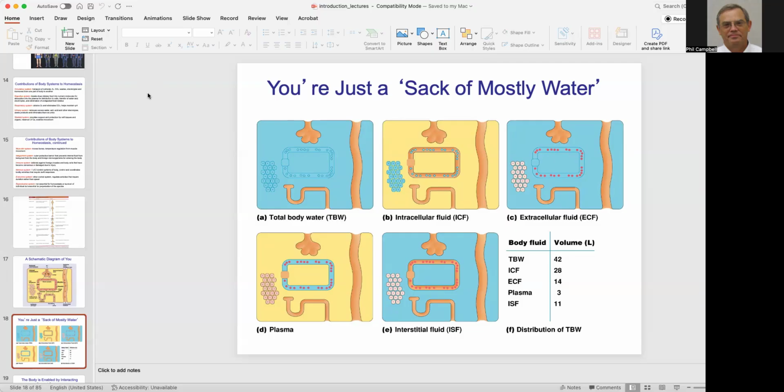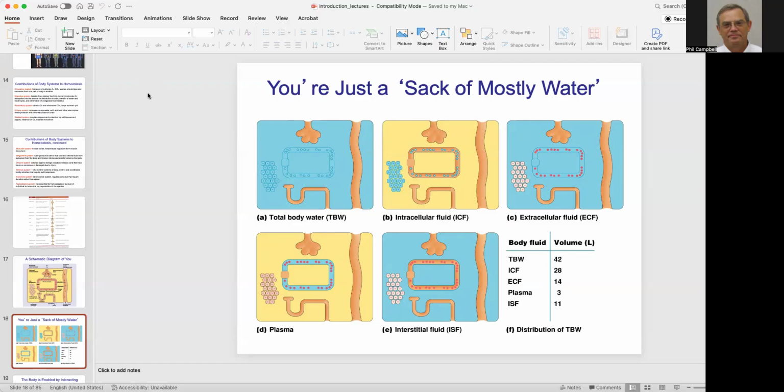Okay? A lot of water. Now let's subdivide that total body water. The first division is basically cellular or extracellular. Is the water inside a cell? And remember, you've got 75 trillion of them. I don't care if they're 10 microns or bloody small, you've got trillions of them. So that's a lot of volume. Or is it outside the cells?